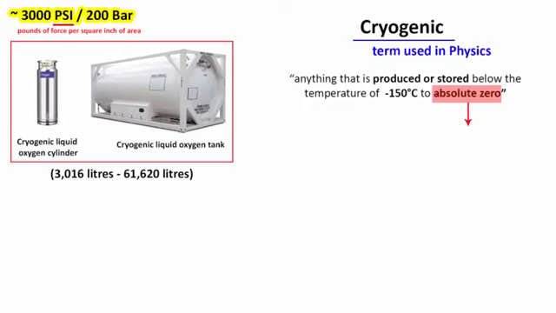Absolute zero is referred to as minus 270 degrees Celsius. The reason it is called absolute zero is because no object in this world can be cooled below minus 270 degrees Celsius, because it is believed that there is no heat energy left in a substance below this temperature. As per the laws of thermodynamics, absolute zero cannot be reached. Anyhow, the meaning of the word cryogenic is anything that is produced or stored below the temperature of minus 150.